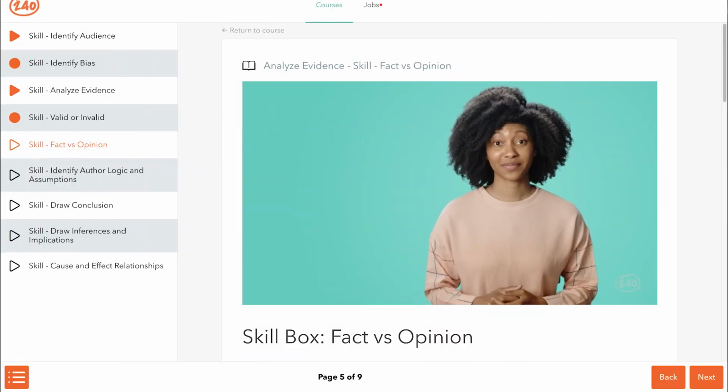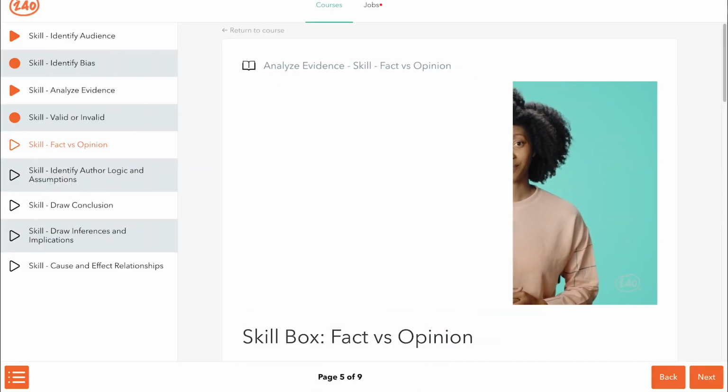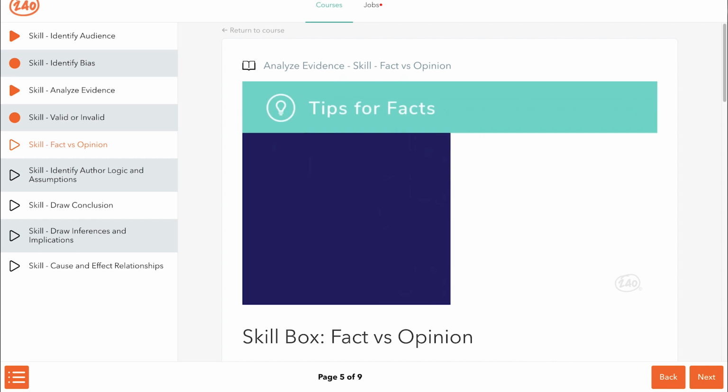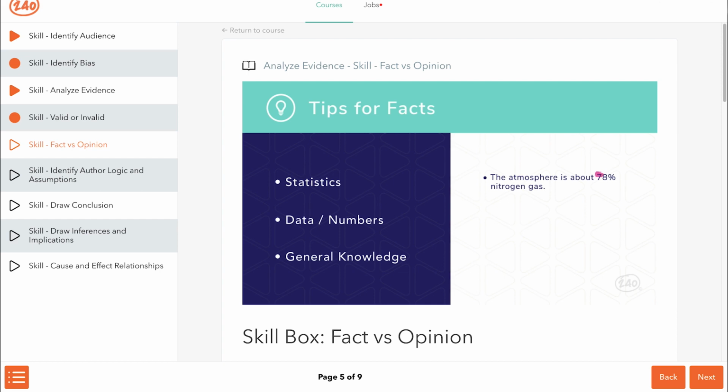Let's get into some tips to help us differentiate between the two. Facts are often presented as statistics, data, numbers, or general knowledge. Facts can be proven. Here are some examples. The atmosphere is about 78% nitrogen gas. Our solar system has 8 planets. Dogs are members of the canine family.